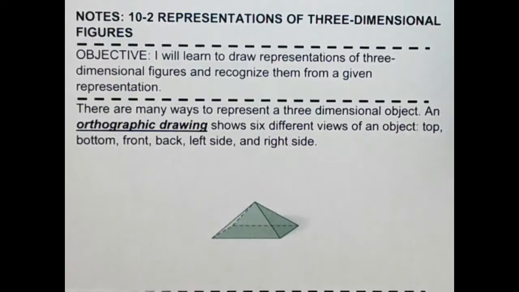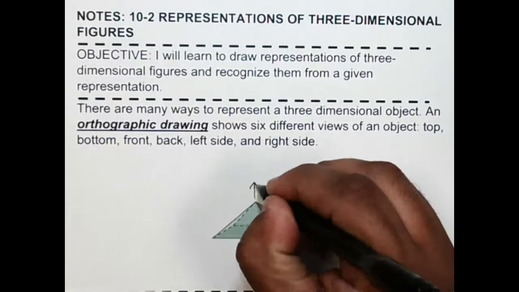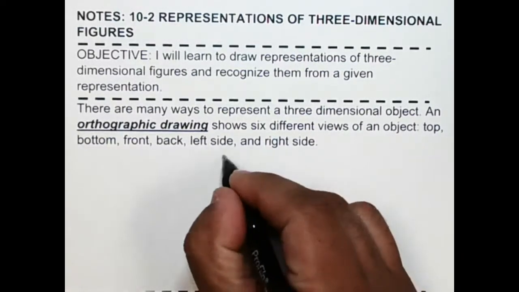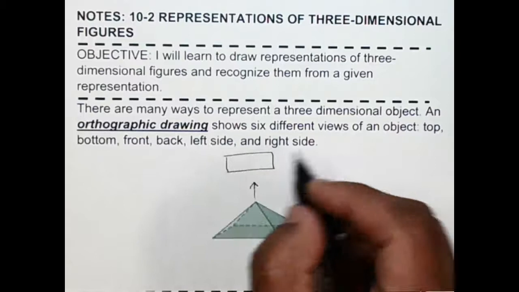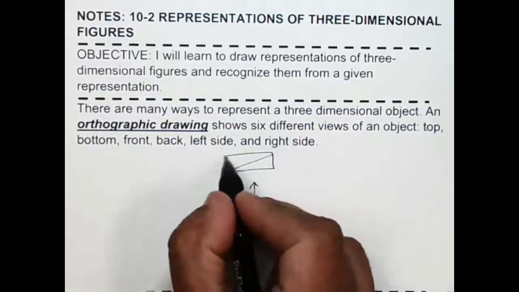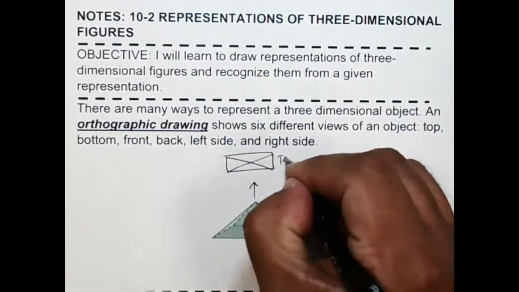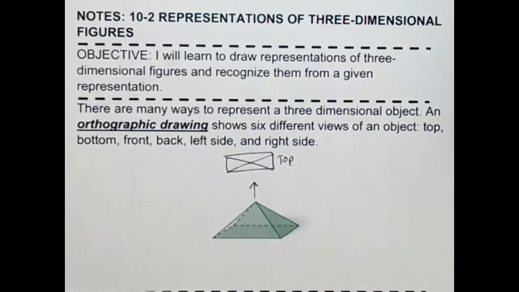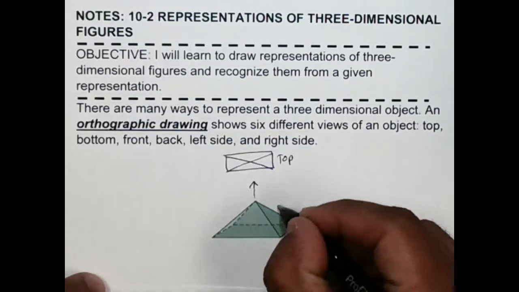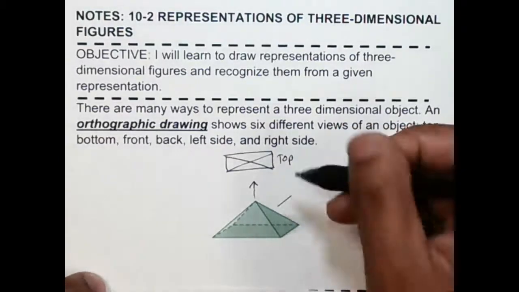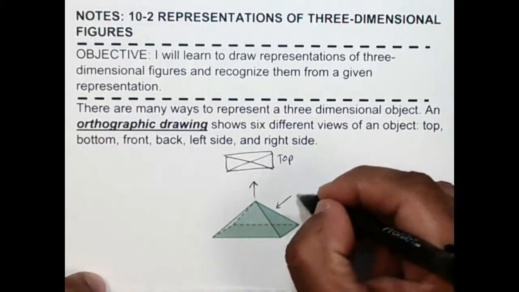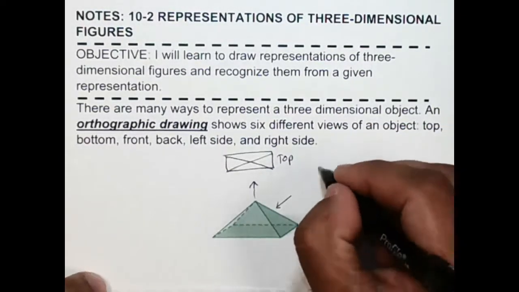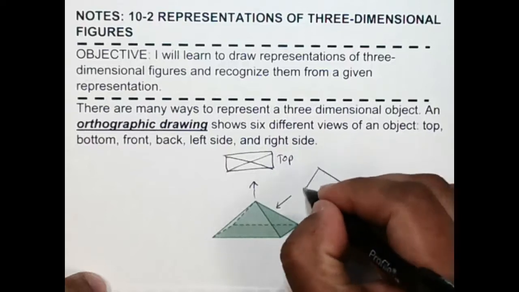So looking at this rectangular pyramid, if I were looking at this from the top view, what I would see is this rectangle, and then what looks like two diagonals intersecting. That would be the top view. Looking at it from behind, the back view would look more like a triangle.